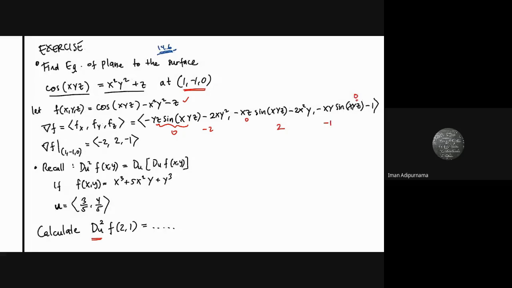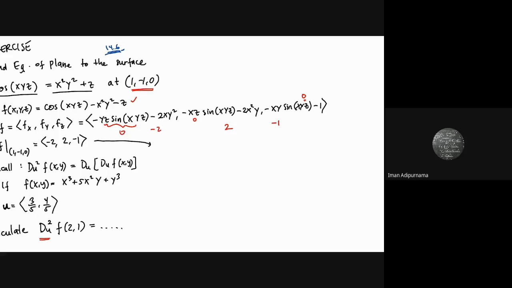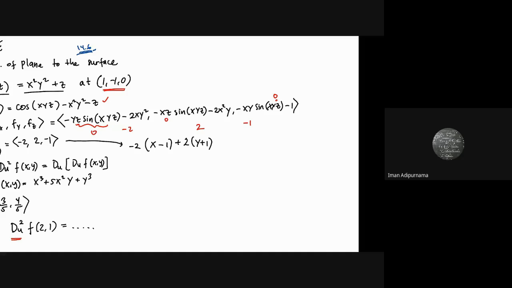So we can use this in our equation of plane. So -2, and then x minus x0. The x0 is 1, and then plus 2, and then -1, and just see, because the z0 is 0. And we can solve this, and we can find that c is equal to this, or you may write it in this term. Okay, both are correct.